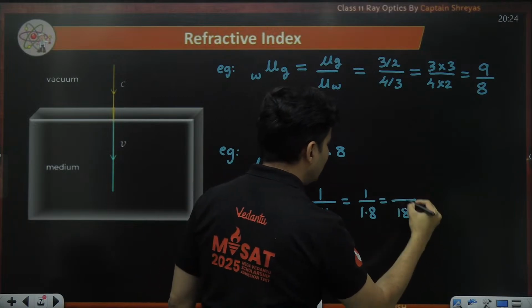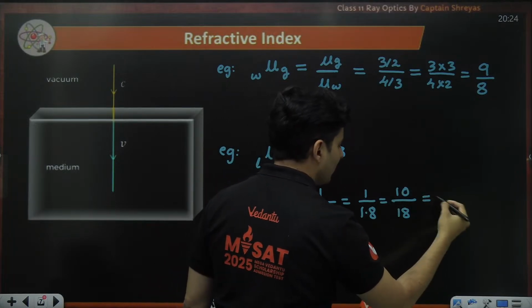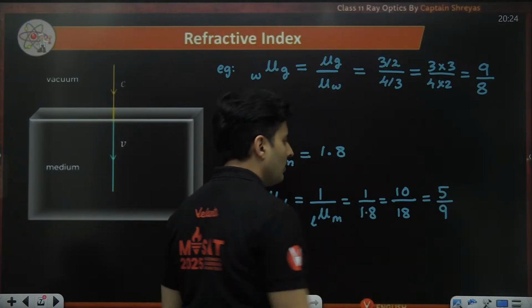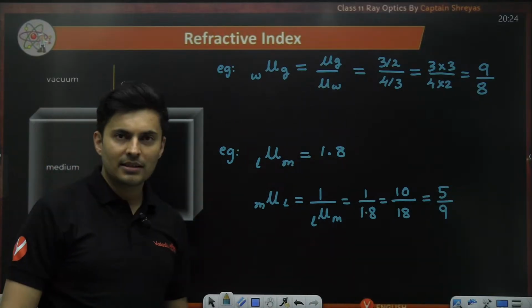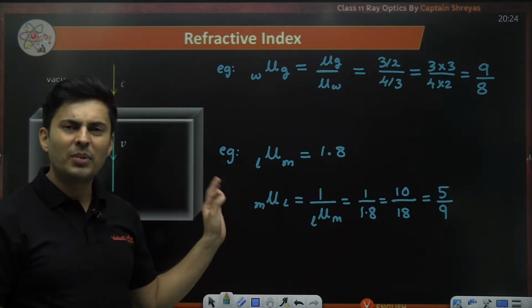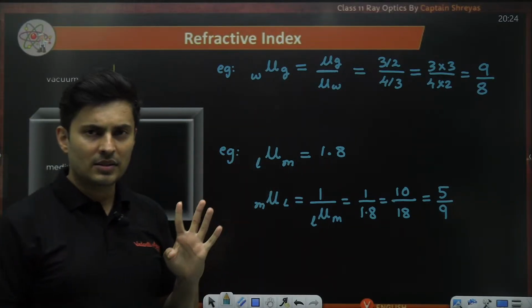1.8 means it will be 18 by 10. So take the simplification. This will be 5 and this will be 9. So this will be 5 by 9. That is the answer. Is that clear, everyone? This is how you can do these kinds of questions on simple refractive indices.